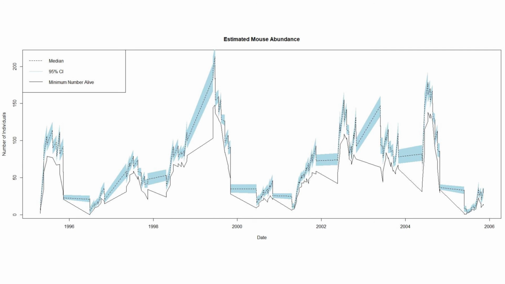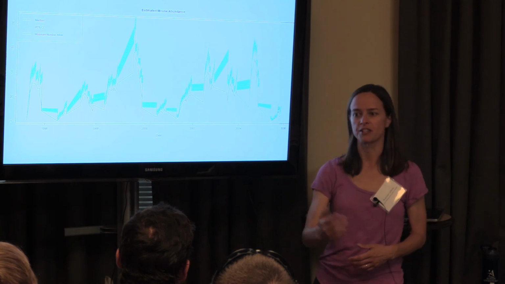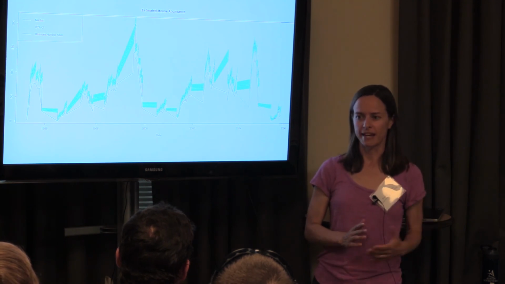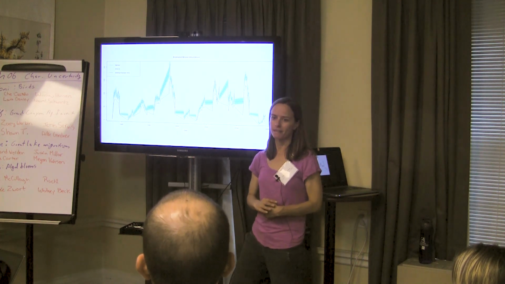And these solid lines are the minimum number alive. So you know that you caught 10, there's at least 10 out there that are alive. And so we plot that to make sure the estimate isn't dipping below that, which would be an indication that we had a dead thing showing up in the trap. But it's also just really cool data. So he's doing a good job with it.